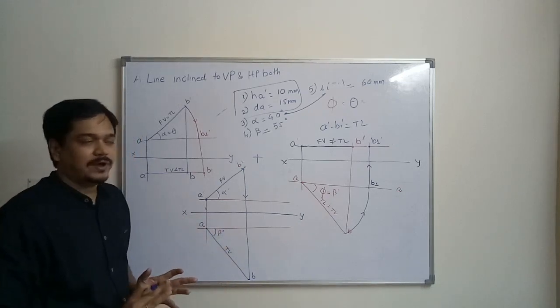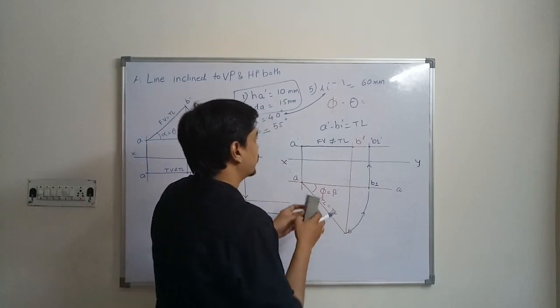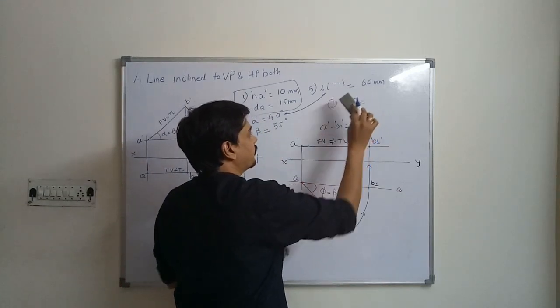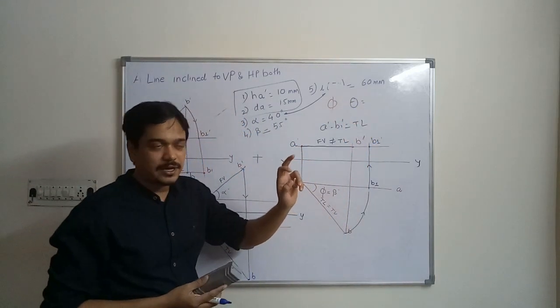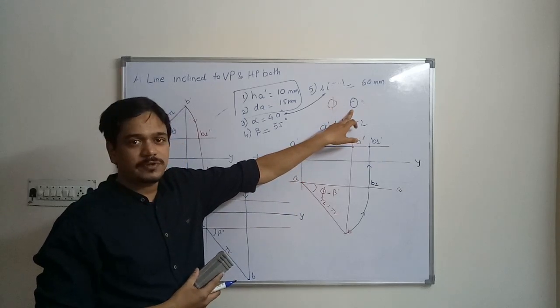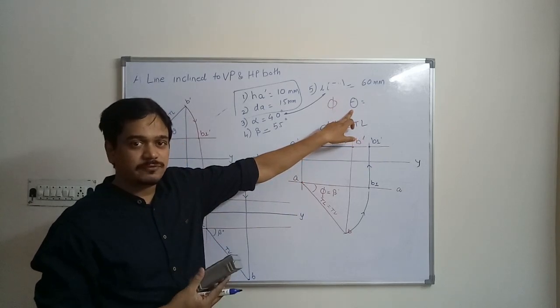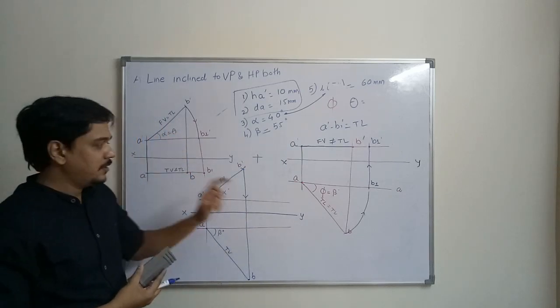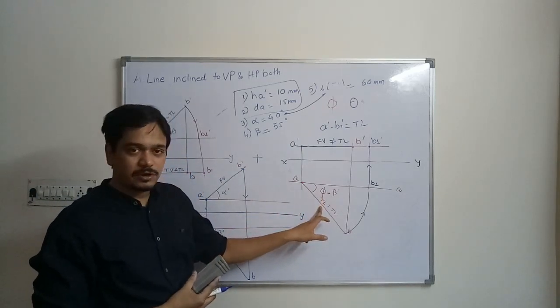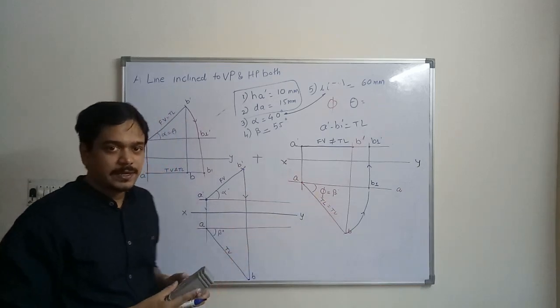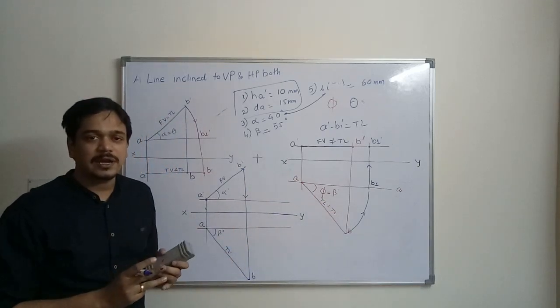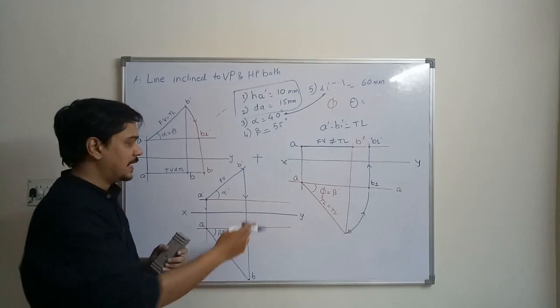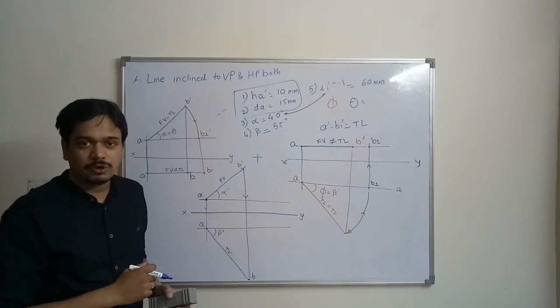So now we have to find out the theta and the phi. Theta is nothing but the inclination of the true length of the line with the horizontal plane. Similarly, phi is the inclination of the true length of the line with the vertical plane. So how to find out theta and phi, as well as the true lengths in the front view as well as in the top view?